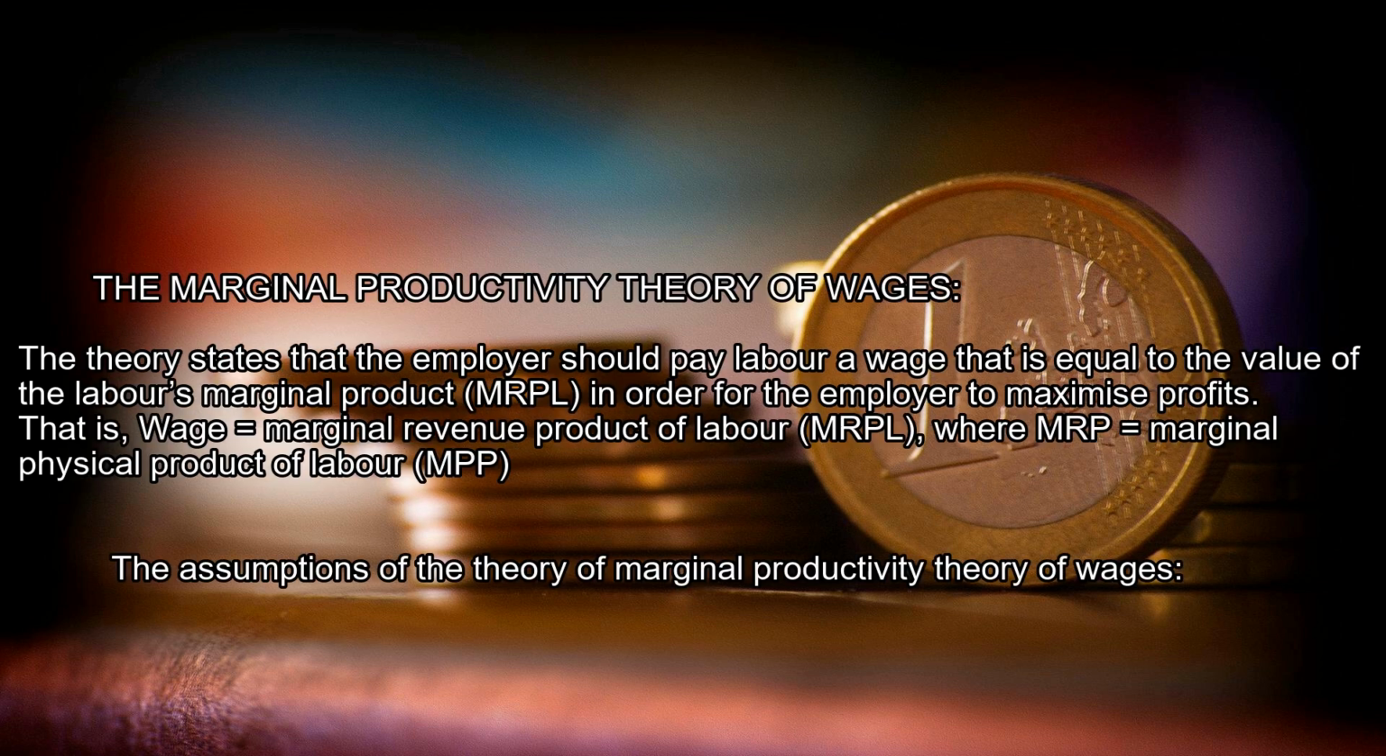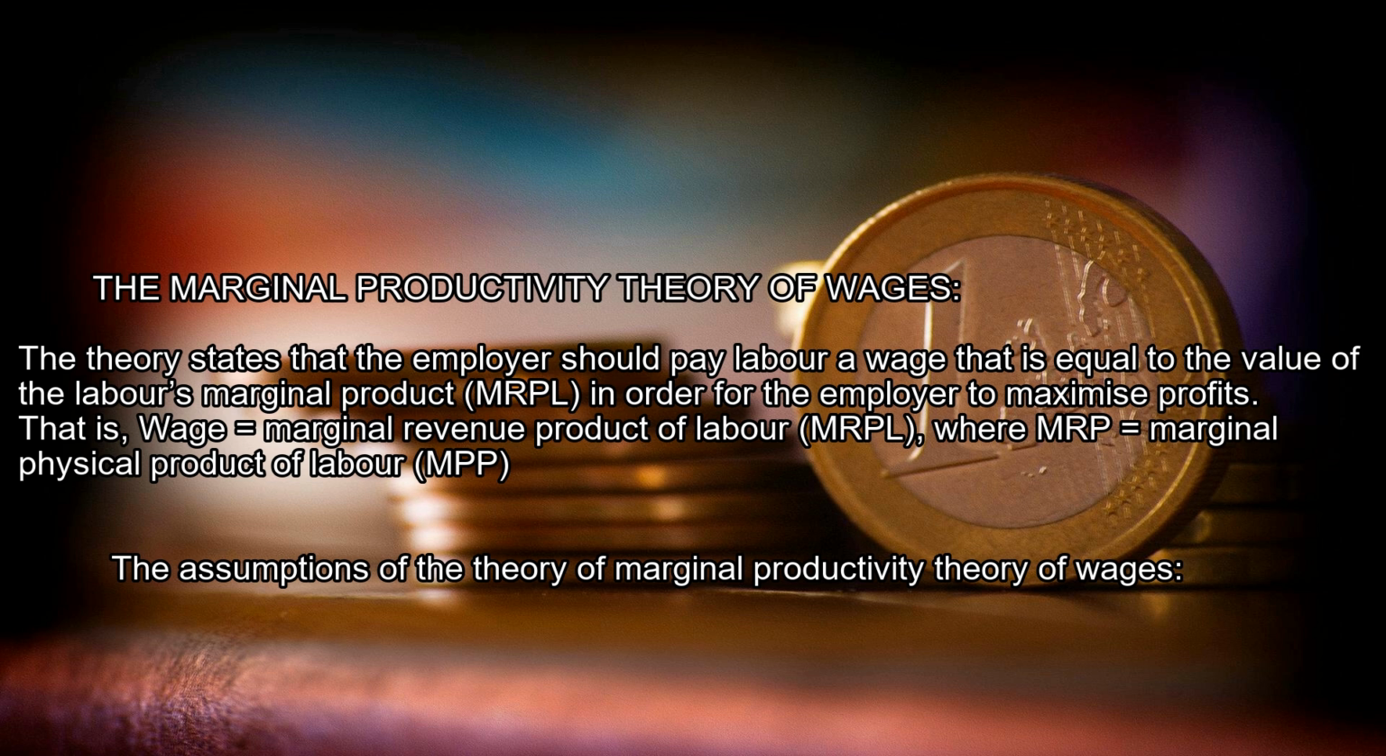The marginal productivity theory of wages. The theory states that the employer should pay labor a wage that is equal to the value of the labor's marginal product, MRPL, in order for the employer to maximize profits. That is, wage equals marginal revenue product of labor (MRPL), where MRP equals marginal physical product of labor (MPP).